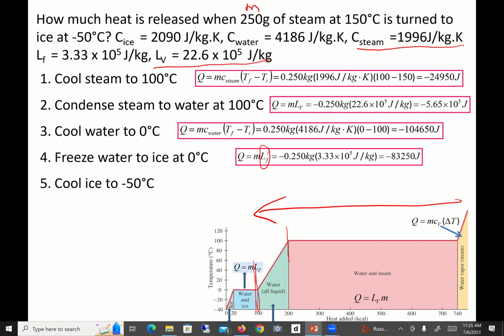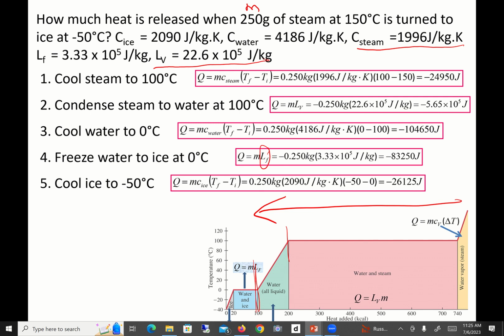And finally, I'm going to cool the ice down to minus 50. So I'm going to do MC delta T. And now the C that I'm going to use is going to be the specific heat for ice, 2090. And I'm going to start at 0 and end up at minus 50. So T final is going to be negative 50. T initial is going to be 0. And again, I'm going to get a negative heat. So as I'm going from right to left, all my heats are going to be negative.